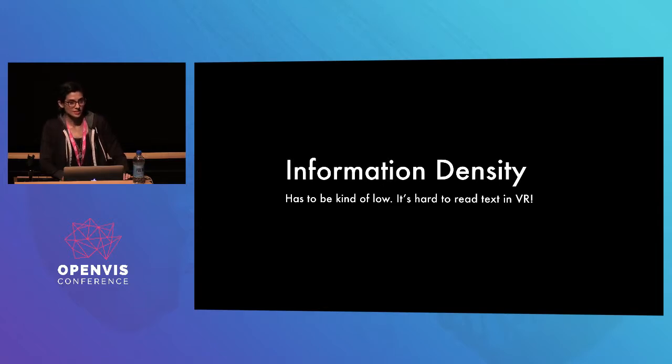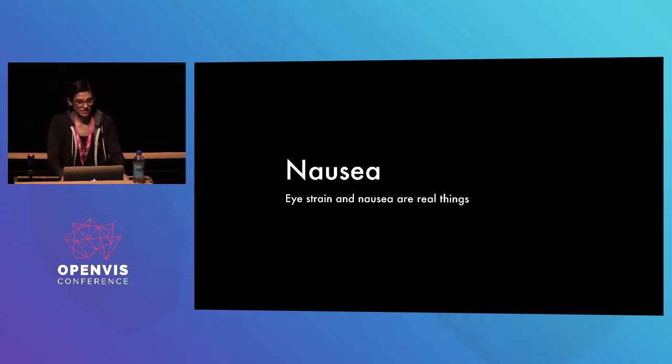Information density has to be kind of low because it's hard to read in VR, and that's a real thing. The paragraphs we had on those bulletin things were about as much as we could get in there, and there was a timeline element, but it was still really hard to focus on all the stuff that was going by. It's hard to read text in VR. Eye strain and nausea are real things.